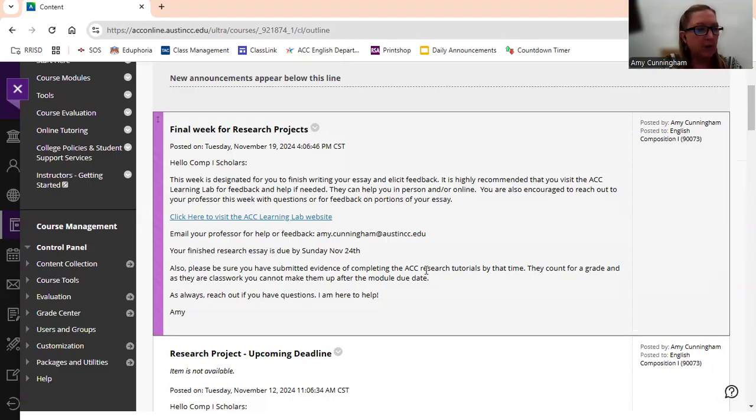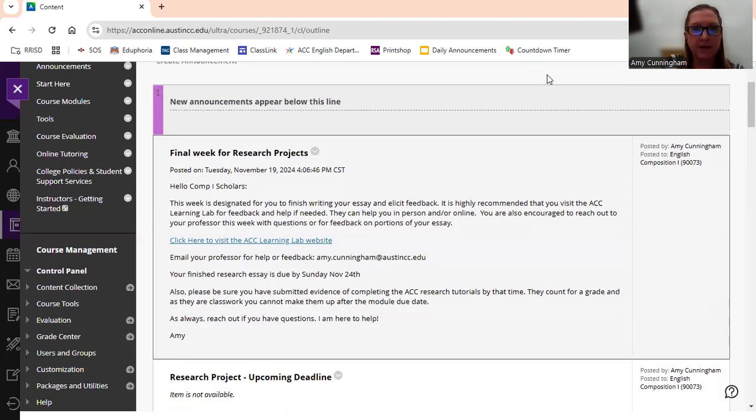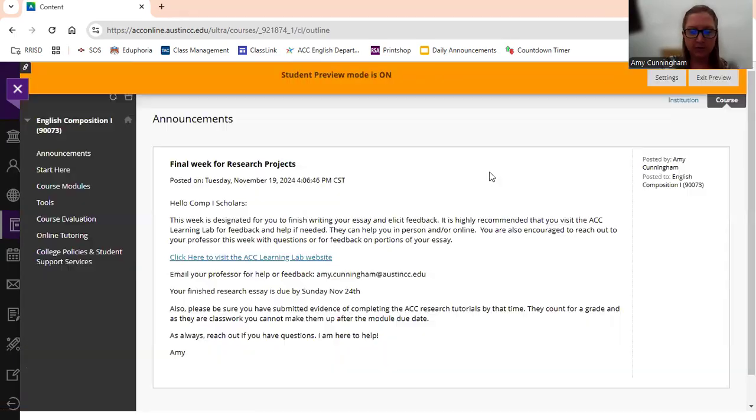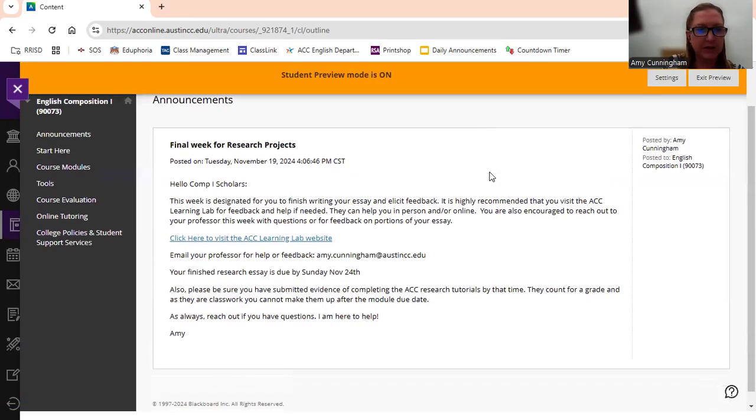You can also see one of my inclusive teaching strategies is the tone in which I communicate with my students. And so I make it very clear every single time I communicate that I am here to help. And you can see that here in the language that is evident in the announcement. Let's see, I think I'm going to actually put this into student preview mode so it'll look for us like it will look for my students. Great.